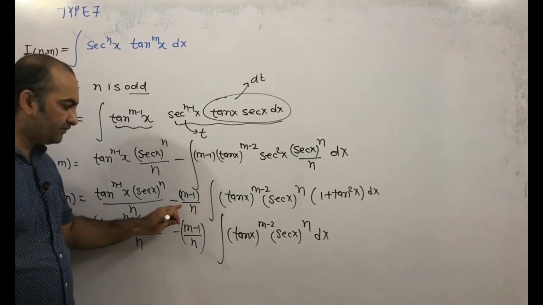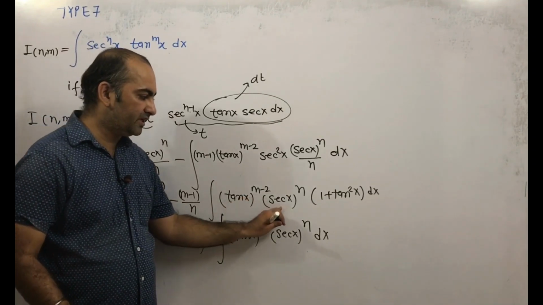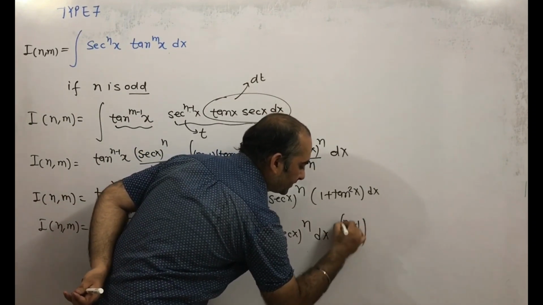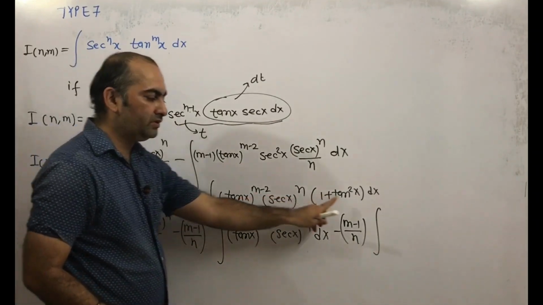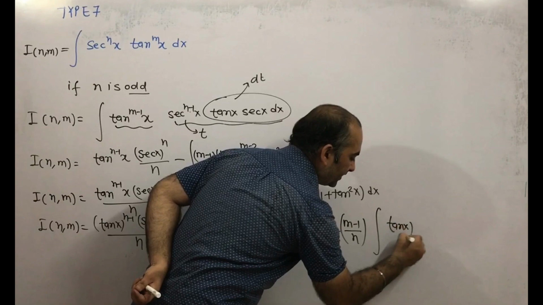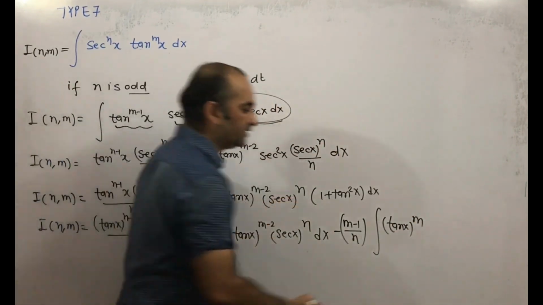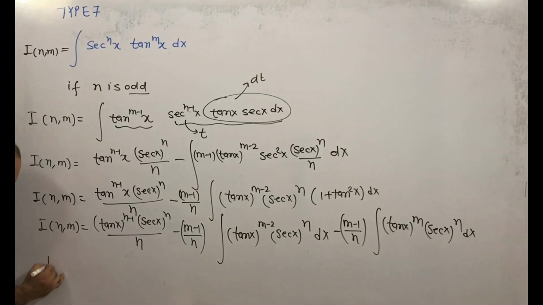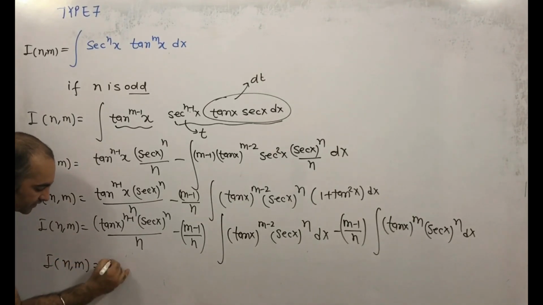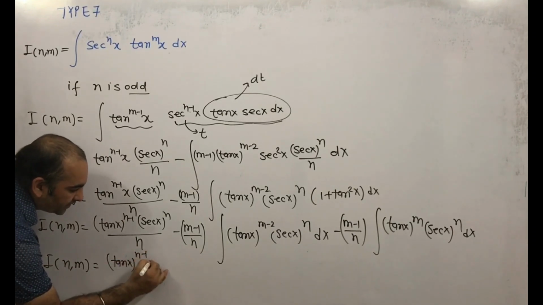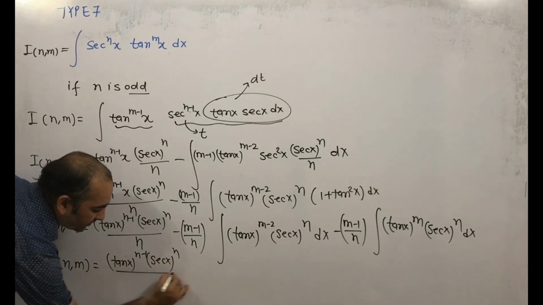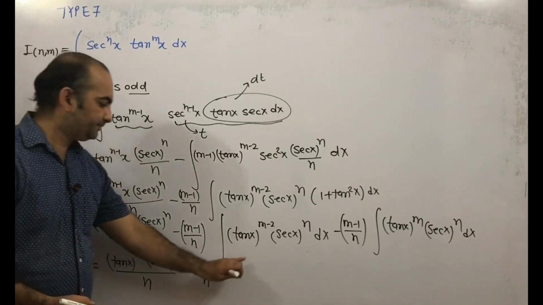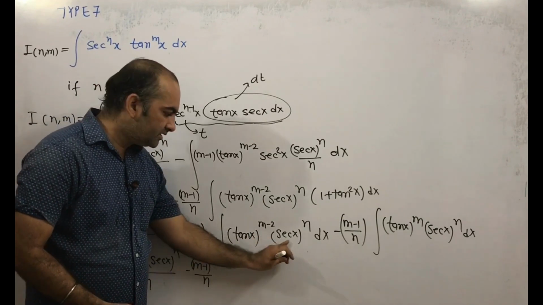And if I multiply with tan^2 x, then minus (m-1)/n times the integration of tan^(m-2) x into tan^2 x, which becomes tan^m x, and sec^n x dx. So we can write I(n, m) equals tan^(m-1) x sec^n x divided by n, minus (m-1)/n, times the integration of tan^(m-2) x sec^n x dx.